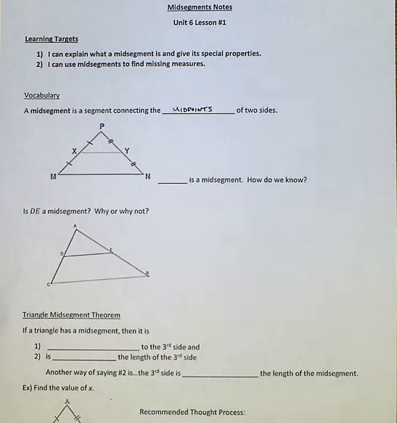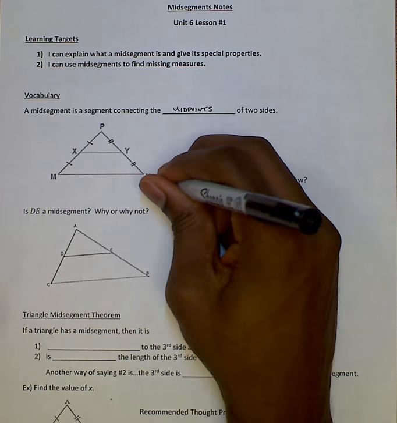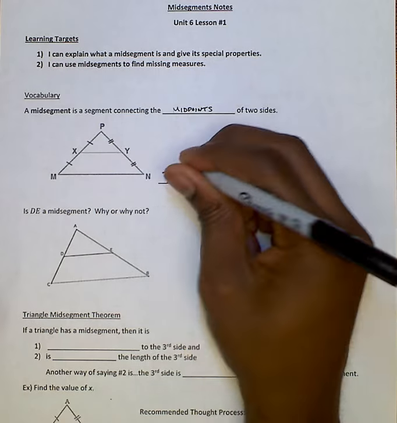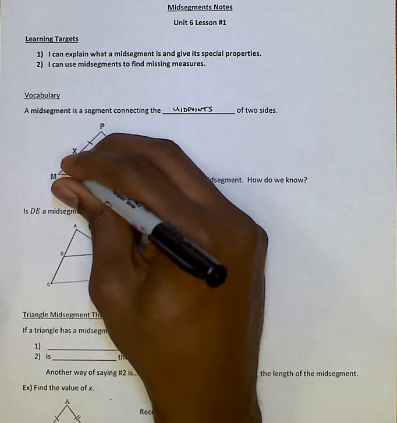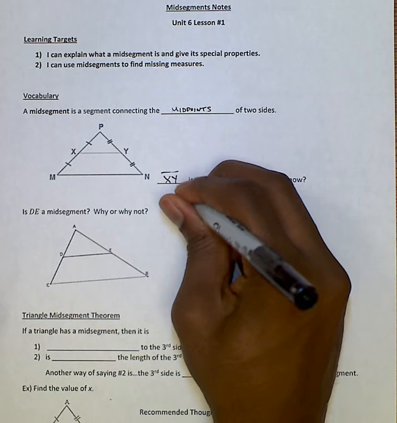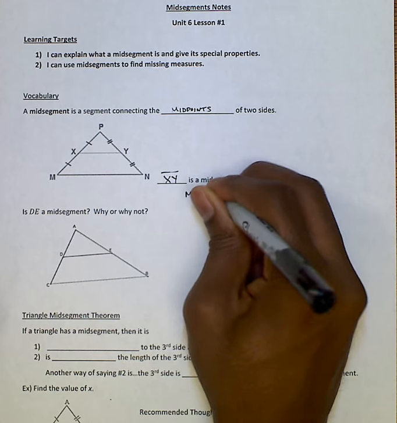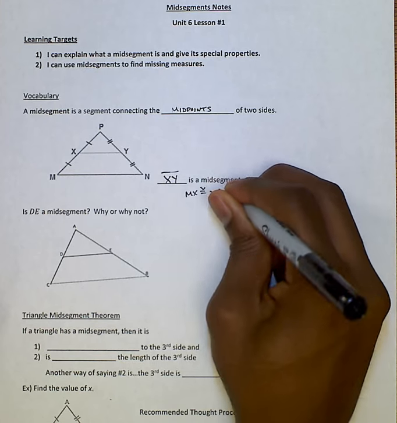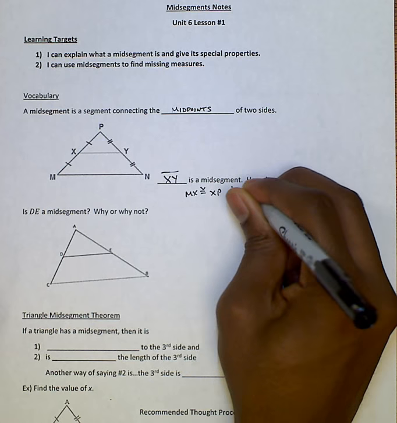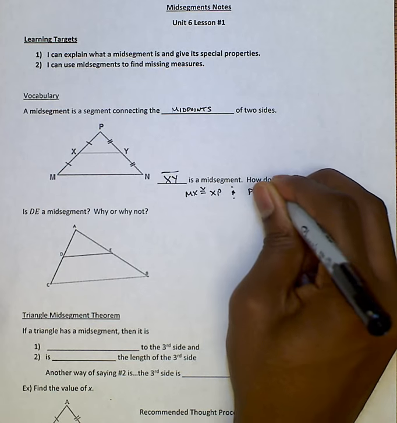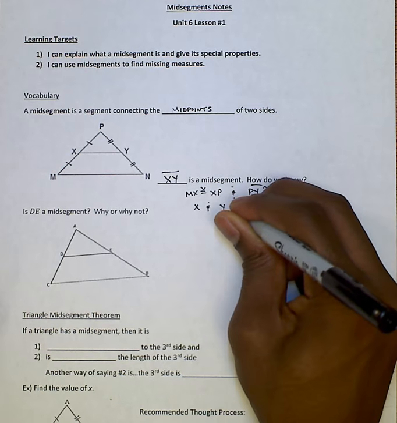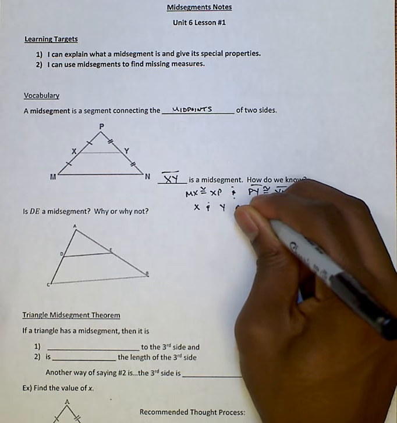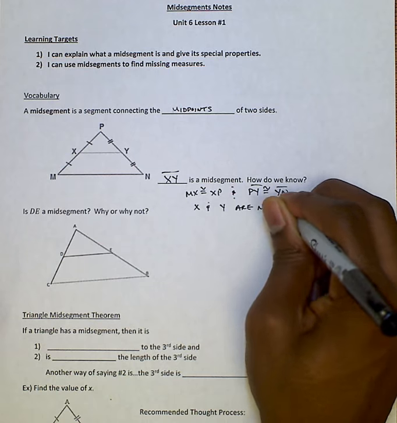Okay, and so XY is a midsegment. And we should be able to see that XY is a midsegment because MX is congruent to XP and PY is congruent to YN, so we can tell that X is a midpoint and Y is a midpoint. Okay, and a midsegment connects two midpoints. So XY is a midsegment.